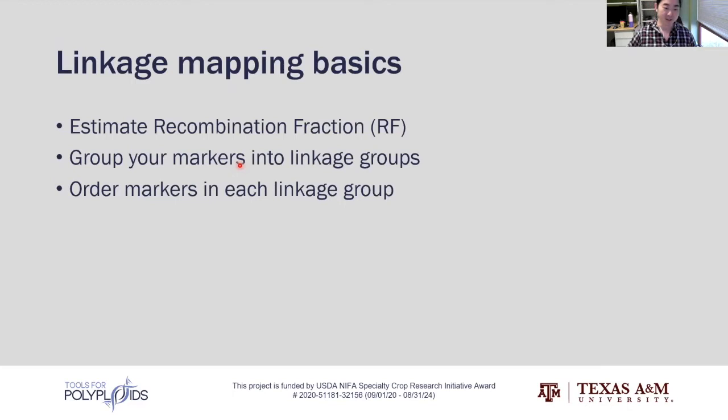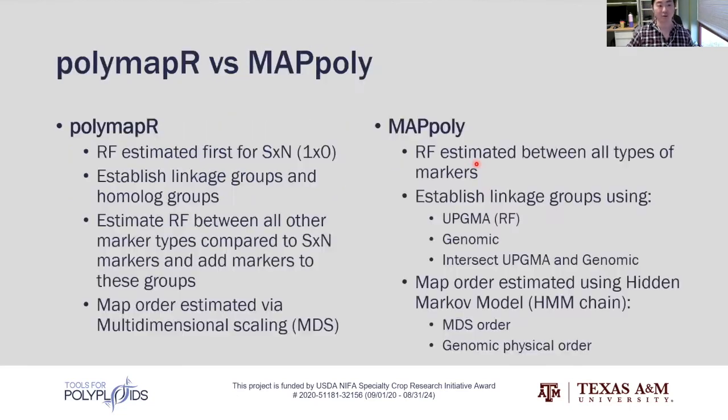So some quick linkage mapping basics. For any linkage mapping software, you need to be able to estimate your recombination fractions. You need to somehow be able to group your markers into linkage groups, and then you need to be able to order your markers in each linkage group. Both of these software take slightly different approaches. PolyMapper first estimates the recombination fractions between all the simplex nulliplex markers, and with that, it establishes a scaffold of linkage groups and homolog groups.